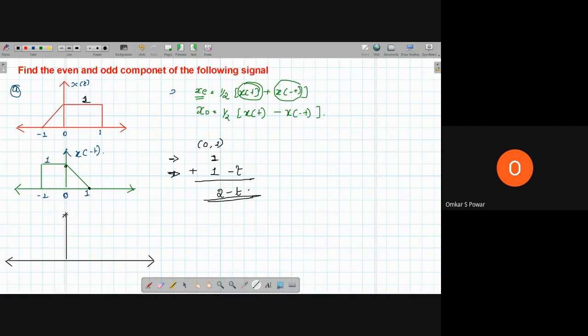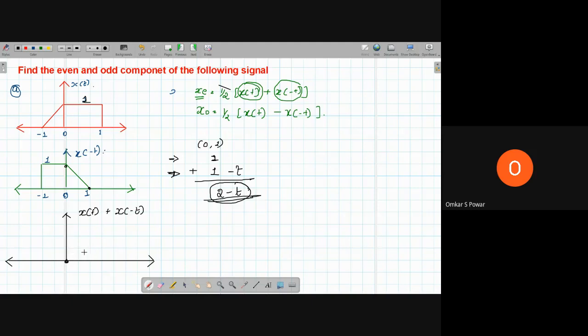So what we are plotting here is x of t plus x of minus t. So still we have to do this half here. So what we are getting here is x of t plus x of minus t. We have got from 0 to 1 this value.